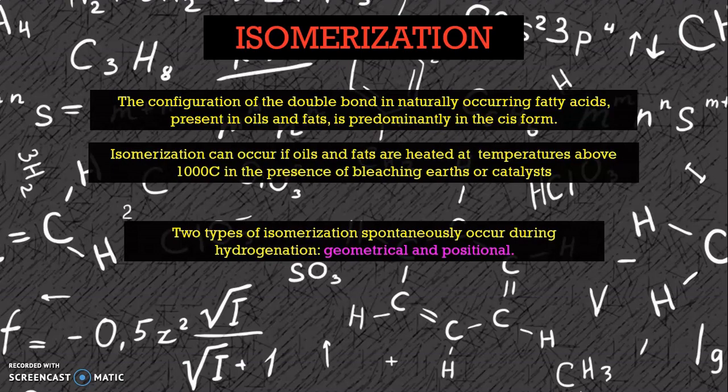Isomerization can also occur if oils and fats are heated at high temperatures in the presence of bleaching earth or catalyst.